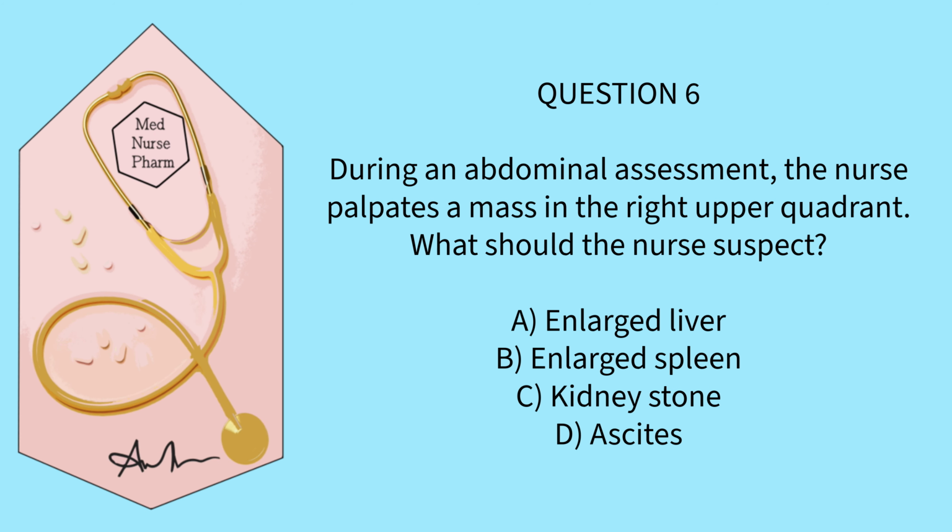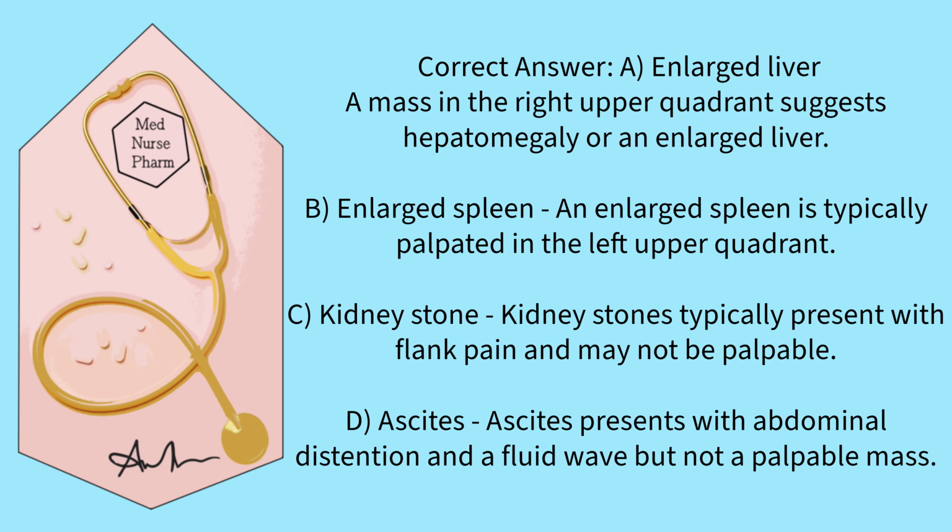Question 6. During an abdominal assessment, the nurse palpates a mass in the right upper quadrant. What should the nurse suspect? Enlarged liver, enlarged spleen, kidney stone, ascites. Pause the video and select your answer. If you chose option A, you are correct. Enlarged liver. A mass in the right upper quadrant suggests hepatomegaly, or an enlarged liver.